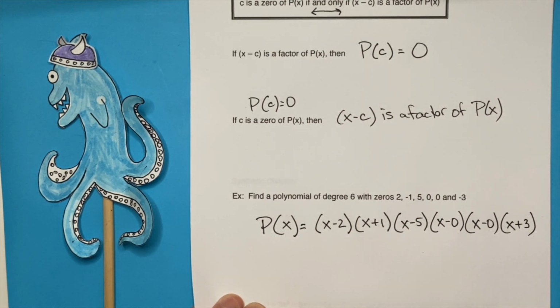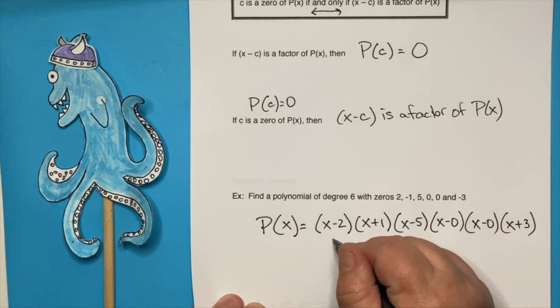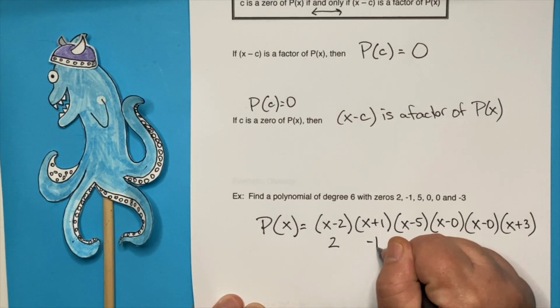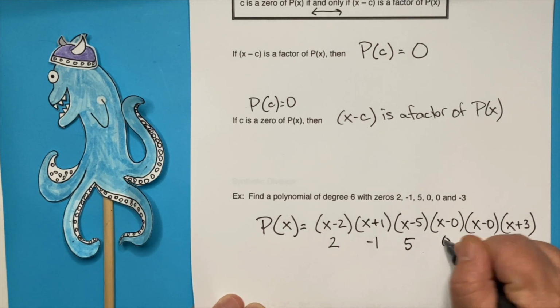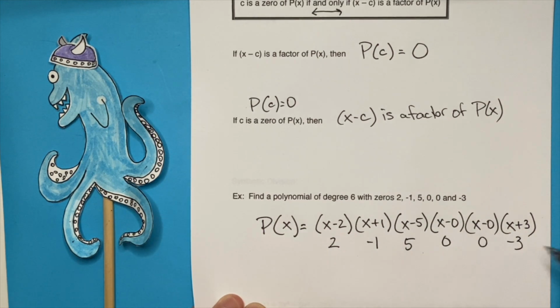Now, where did those come from? Well, if I know what the zeros are, the zeros are 2, -1, 5, 0, 0, and -3, then I can create a polynomial of degree 6, 1, 2, 3, 4, 5, 6 factors. So we're going to end up with x to the 6th, because I have baked in all of these zeros. So that's basically what we can do. We can create polynomials that have certain zeros, which is going to be great for modeling later on.